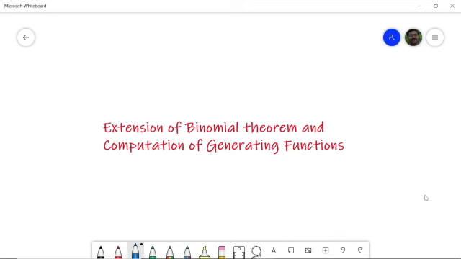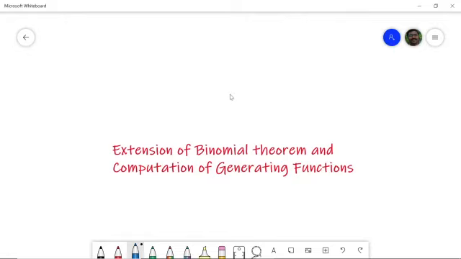Okay, in this session, we'll continue our discussion of generating functions. Before we start the discussion on generating functions, we'll have a useful tool called the Binomial Theorem, which will actually help us in finding the closed forms of many generating functions. We have already done the Binomial Theorem in our combinatorics course. So what is the Binomial Theorem?